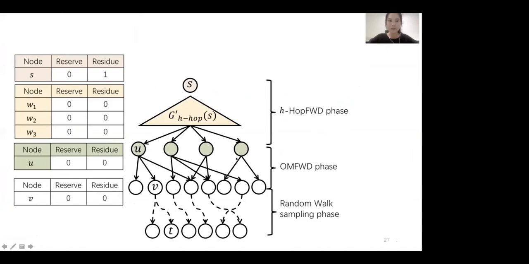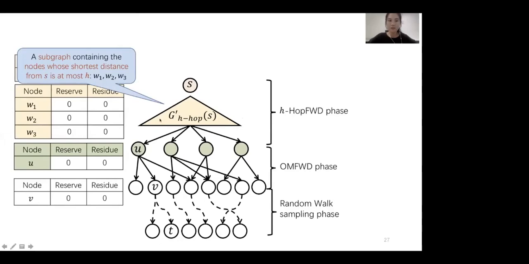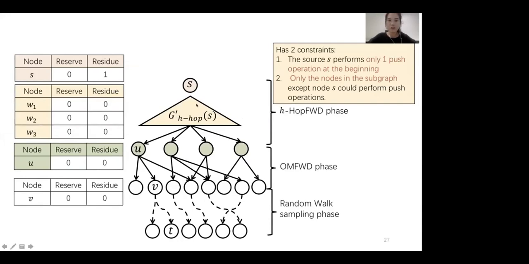Here is the overview of our method. It has three phases: H-hop forward, one more forward, and random walk sampling. Here, node S is the source node, and the initial residue of node S is 1. The first phase is done in a subgraph, highlighted in yellow. This subgraph contains all the nodes whose shortest distance from the source node is at most H. In this graph, W1, W2, W3 are nodes. In this phase, there are two constraints. The first is that the source node S performs only one push operation at the beginning. The second is that only the nodes in the subgraph, except the source node, can perform push operations.